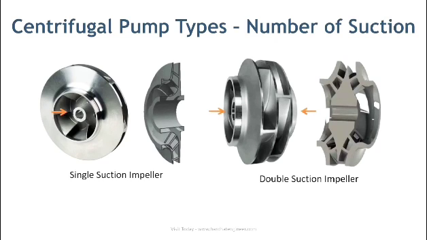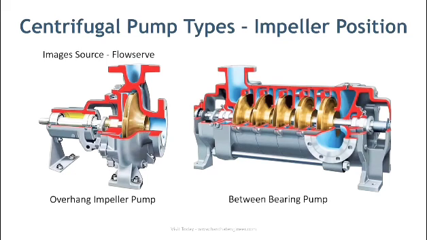The last way to classify the type of centrifugal pump is depending on impeller position. The first is overhung. In this type, the impeller is supported through a single bearing. The impeller is attached at the end of the shaft. This design facilitates both horizontal and vertical installation of the pump.